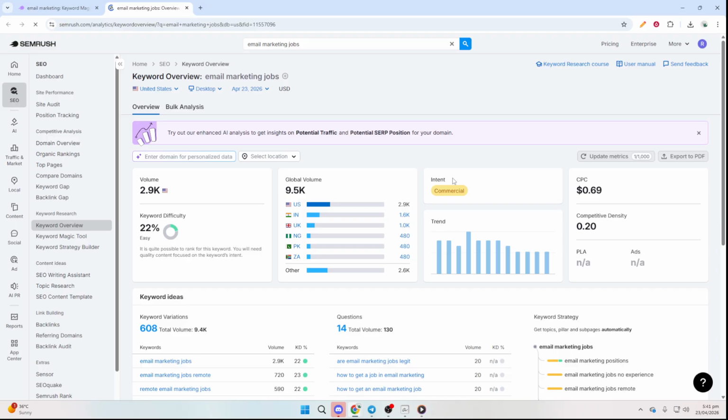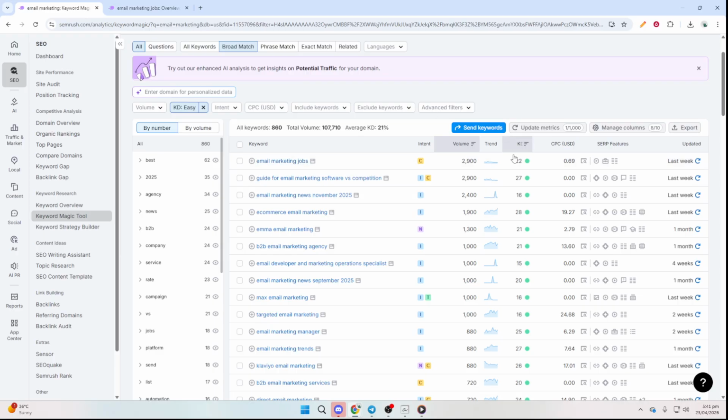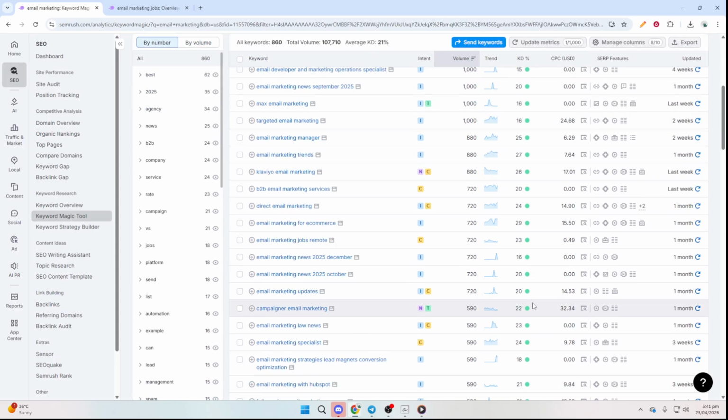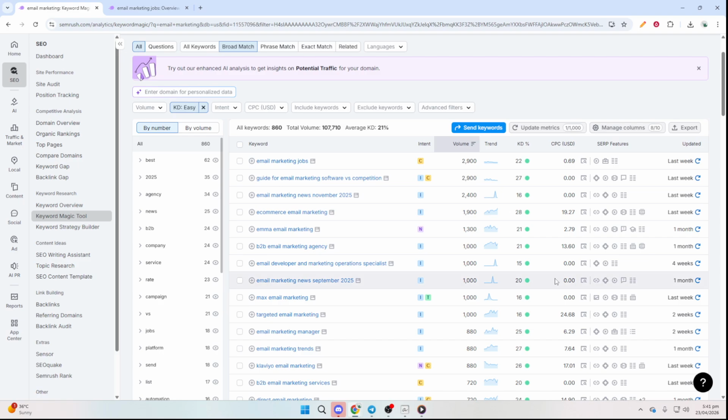And that's it. You've learned how to find trending keywords in Semrush by starting broad, scanning the trend column, filtering for volume and difficulty, and validating the trend in Keyword Overview. Now you're ready to build smarter content plans around what's rising right now.